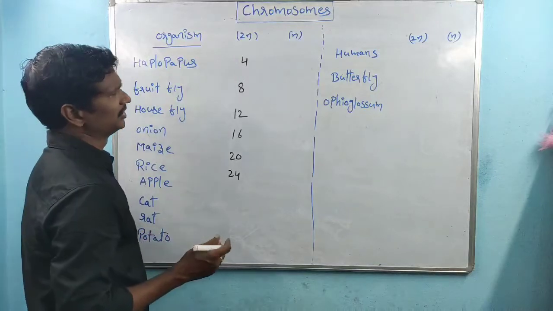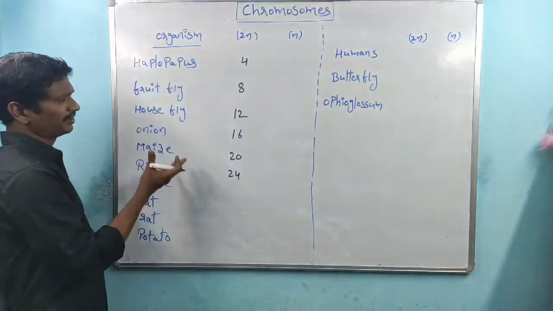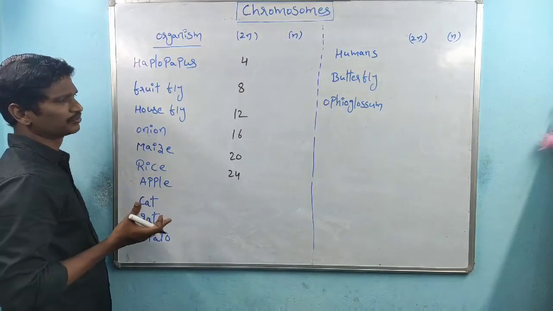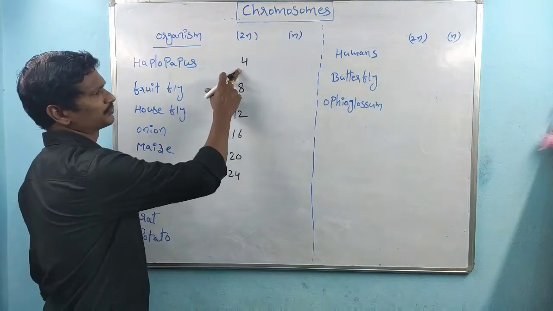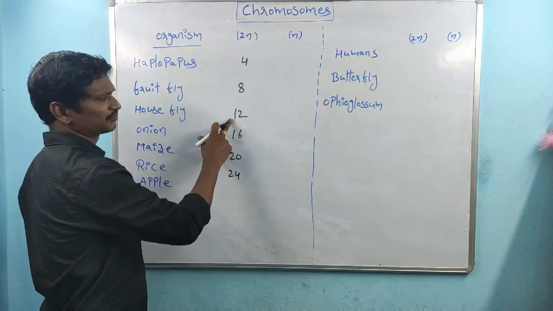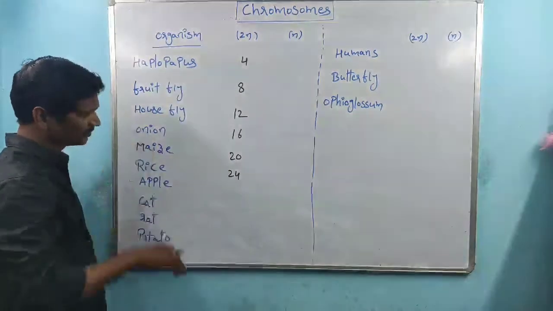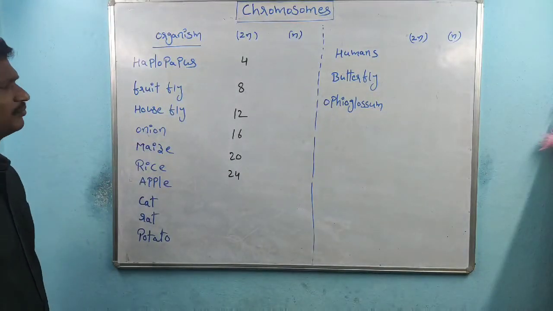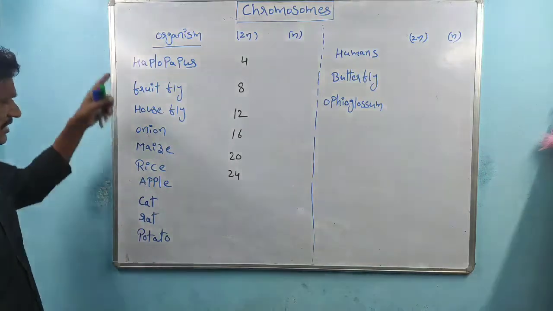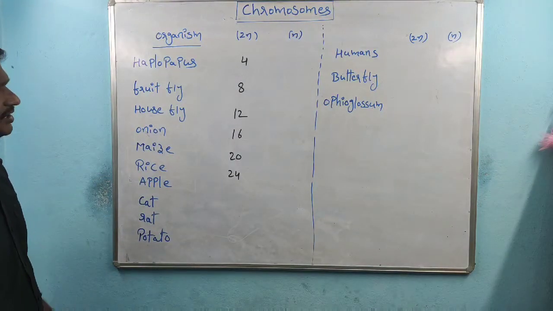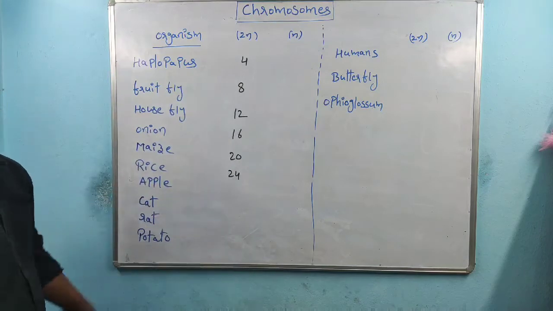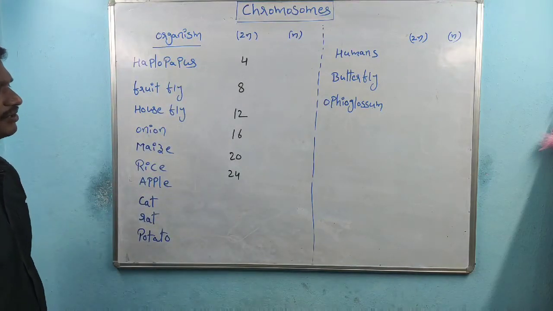See, how do I remember these numbers of chromosomes? Simply the fourth table. First one is 4, next one is 8, next one is 12, next one is 16, next one is 20, right? So this is nothing but the fourth table. If we remember these names in order, then this is the fourth table: 4, 8, 12, 16, 20, 24.